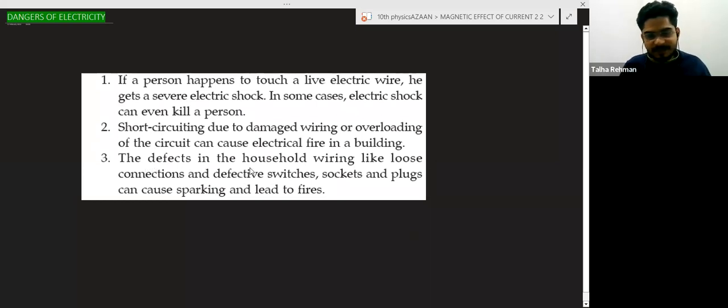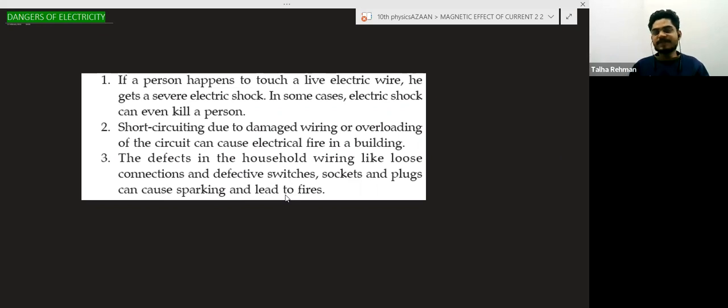And number third, the defects in the household wiring, like loose connections and defective switches, sockets and plugs can cause sparking and lead to fire. There can be sparking due to the poor electric circuits, and due to that also there may be fires.